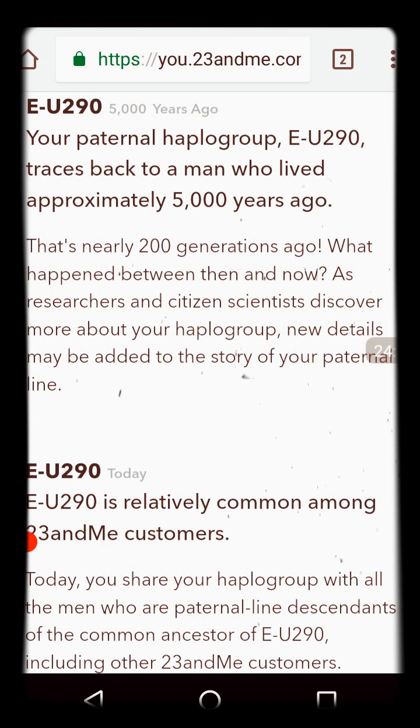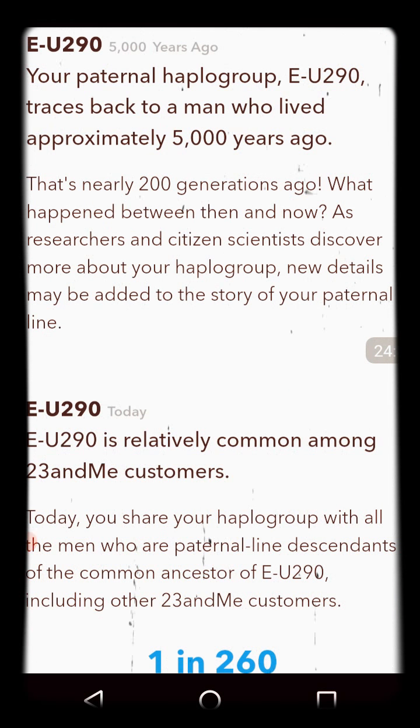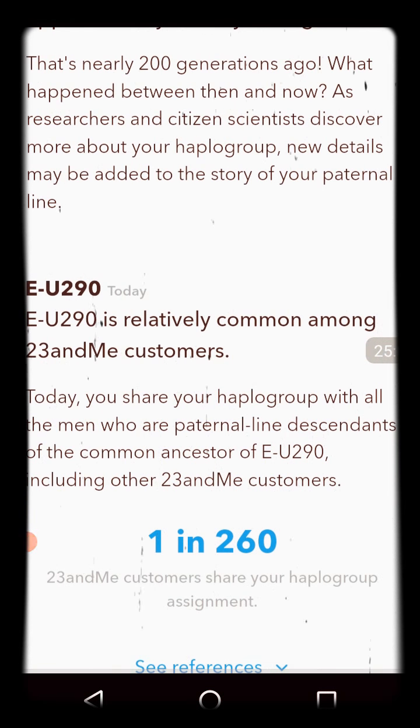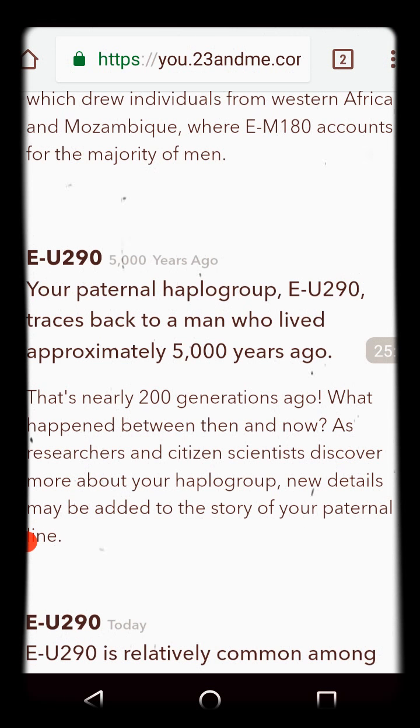As researchers and citizen scientists discover more about your haplogroup, new details may be added to the story of your paternal line. You see what I'm saying? Yeah, that's right, because I'm dealing with Ashkenazi Jews who don't want to tell the truth about this very rare, very weird genetic Y marker that I have, that we have as Hebrews, all right? And it just dropped off right there. They didn't go nowhere else.